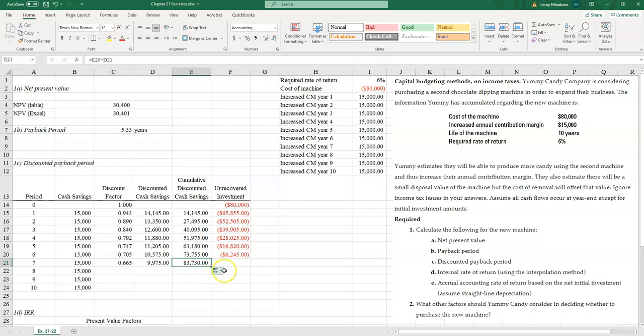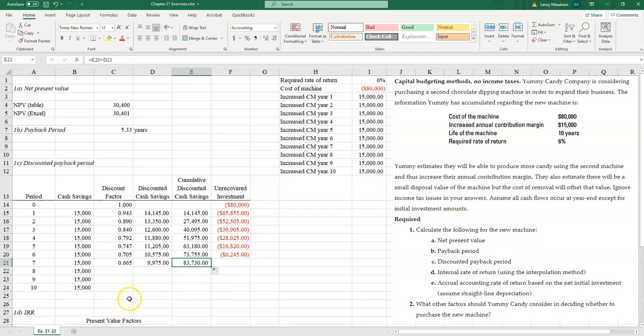So I know that my recovery is going to occur in the 7th year, not after 7 years, but in the 7th year. And how do I know that? Because my cumulative discounted cash savings is now more than my unrecovered investment. Once this occurs and my cumulative discounted cash savings is greater than my unrecovered investment, then I know that some point between year 6 and year 7, I've recovered my investment.